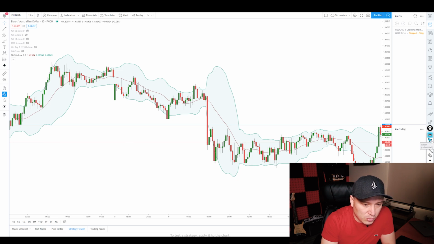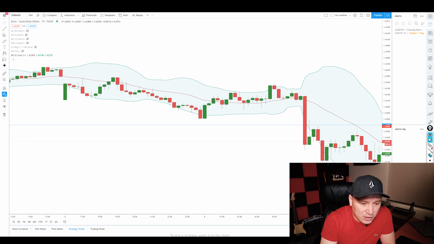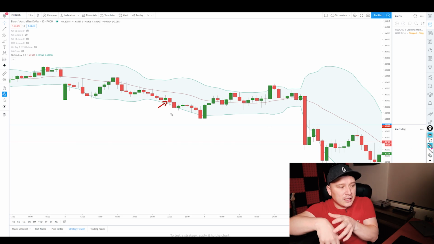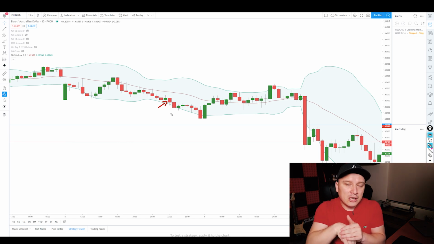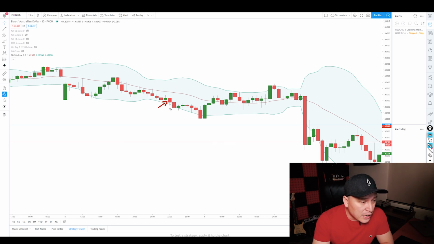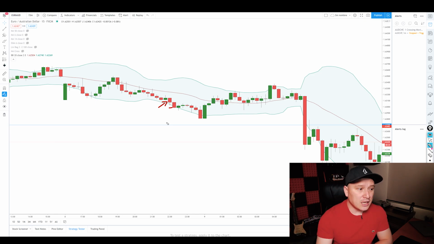If you notice right here, let me just go ahead and zoom in a little bit. This candle right here actually touched the outside of the Bollinger Band, but it didn't close out of it. It closed inside, so you don't take that one into consideration. But the next one actually closed outside of the Bollinger Band. So in that position, you enter a call option for the next candle, the next 15 minutes.